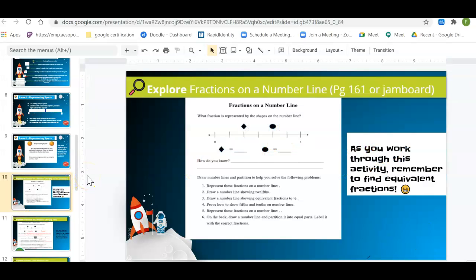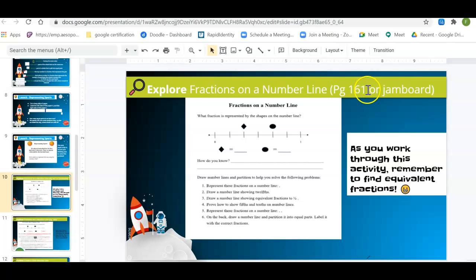So in our next slide, guys, we're going to explore fractions on a number line. Now this one you have an option. This is in our binder on page 161. Remember, if you work the problems in your binder, in order for your teacher to see your work, you're going to have to take a picture of your work and insert it into the slides. At the beginning of these slides, I showed you where you can insert a picture of your work. So that's where you're going to have to put it in order to get credit.